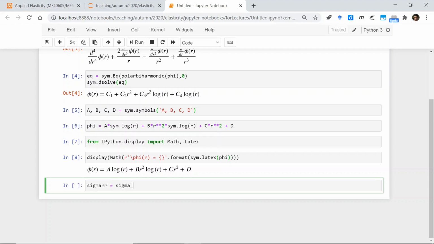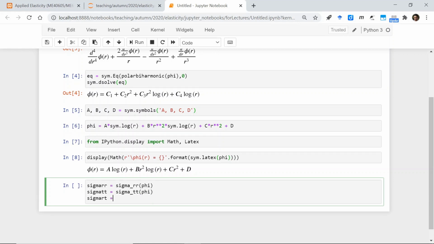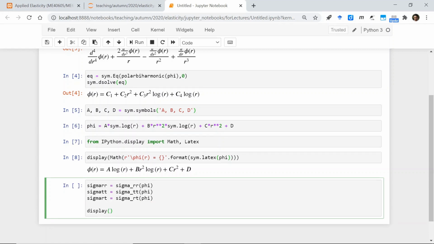So again, like the previous file, I invoke the sigma rr function call that is already defined within the polar utilities file. Similarly for sigma theta theta, I use it like this, and for sigma r theta, I have my function called as sigma underscore rt, and I display all of this in a nice fashion.